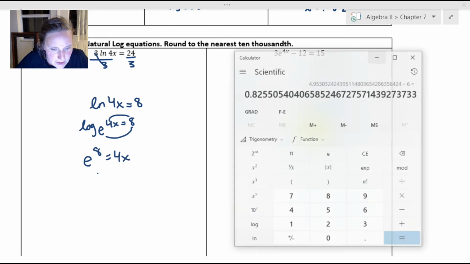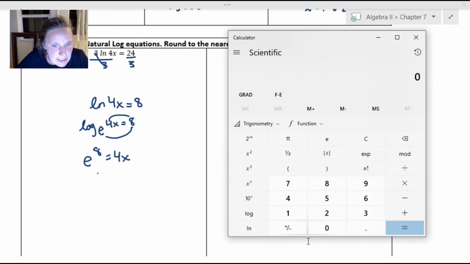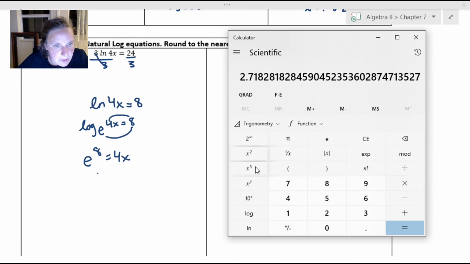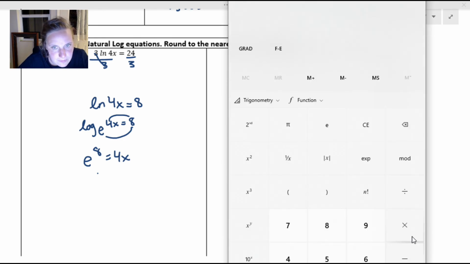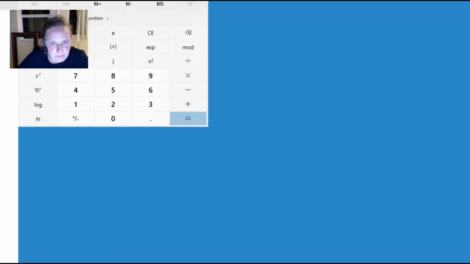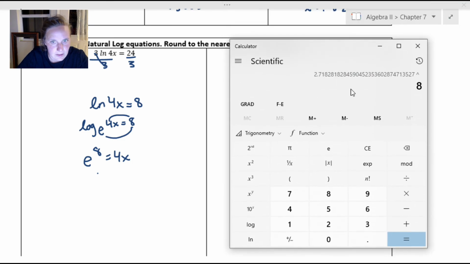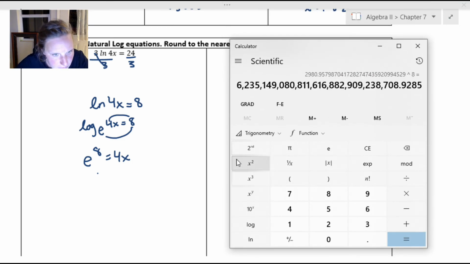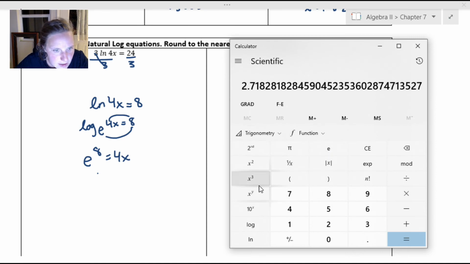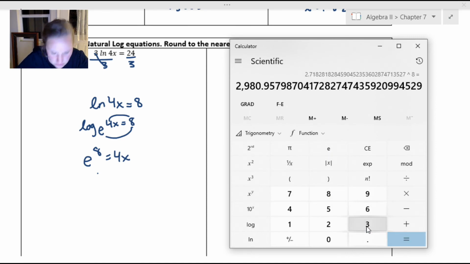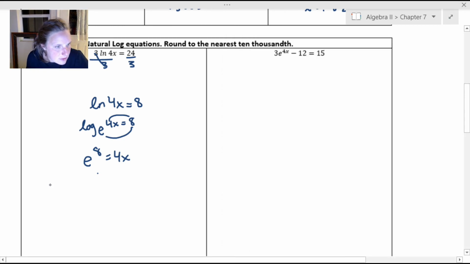And this is where I use my calculator. I'm going to clear everything out, and I'm going to evaluate. This is the e to the power of 8. It's going to be a big number. Whoops. Sorry. No, that's wrong. E to the power of 8 is equal to, 2,980 point, and 4 decimal places, 9580 is equal to 4x. So e to the power of 8 is just equal to this big number right here.